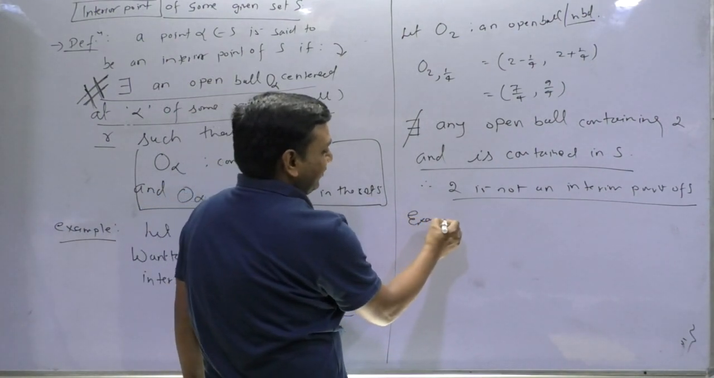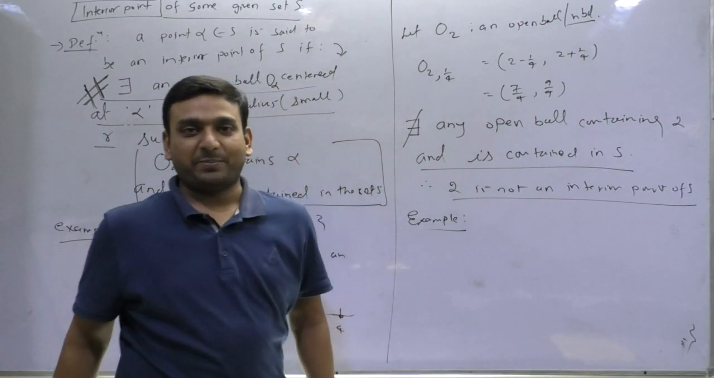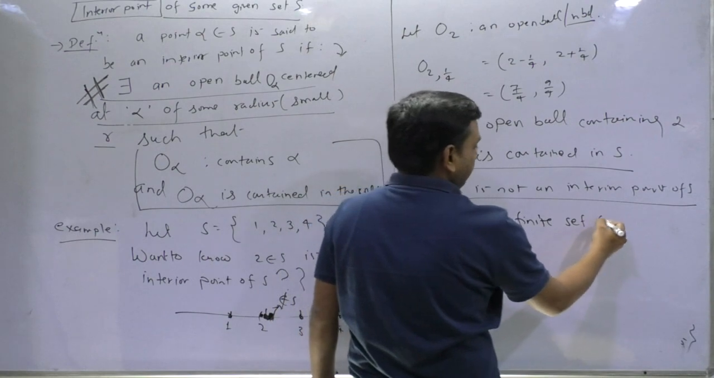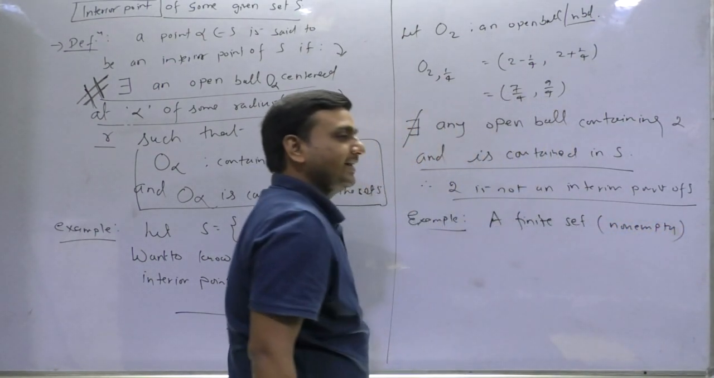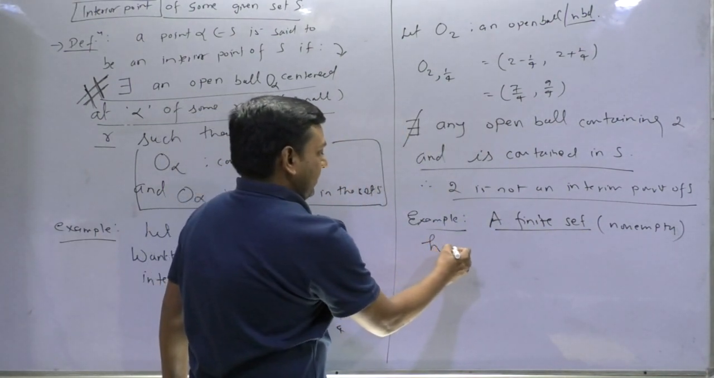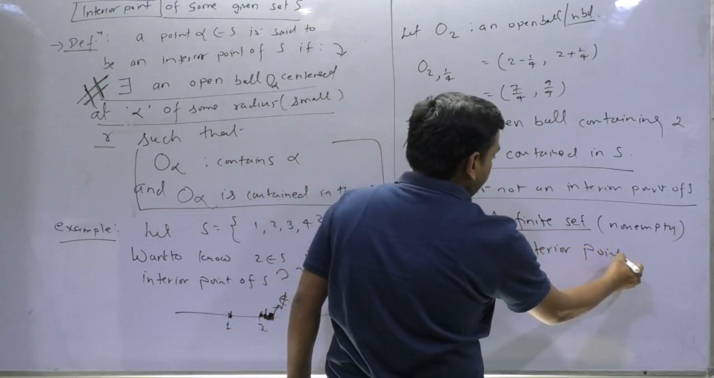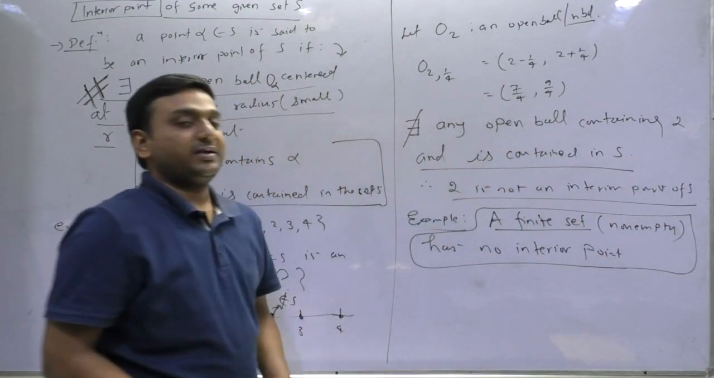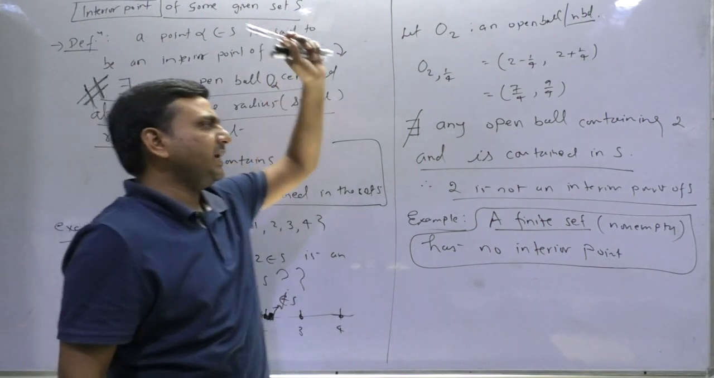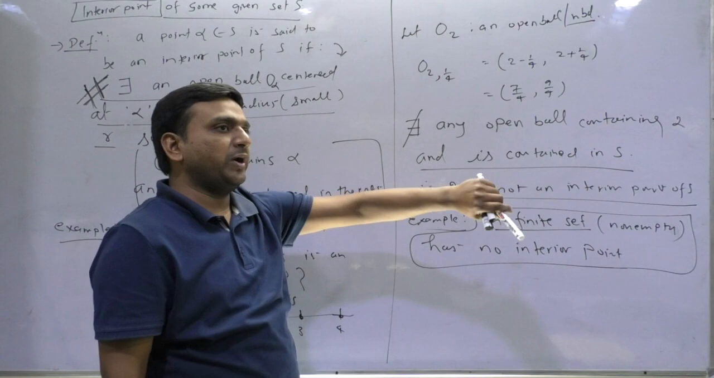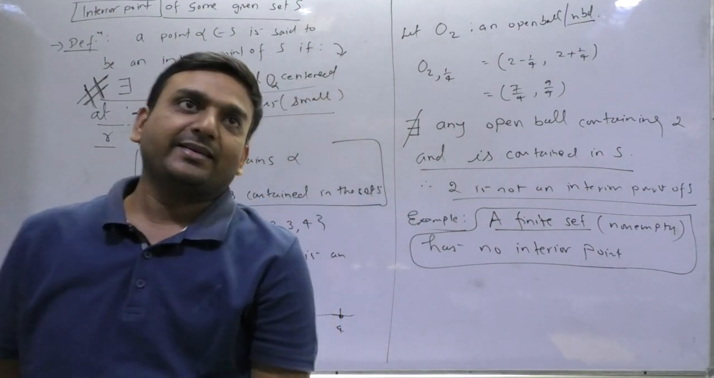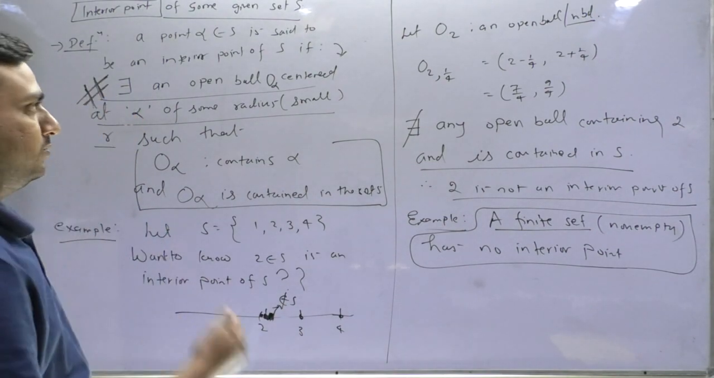Moreover, don't solve just one example. Create a category that contains 1000 examples. So take a finite set, non-empty. We will discuss the empty set again. Any finite set has no interior point. You don't need to memorize this, because we have shown that for any finite set, we cannot have an open ball for any point such that it contains that point and the ball itself is contained in the given set. So a finite set has no interior point. Is that clear, everyone? So let's move on.